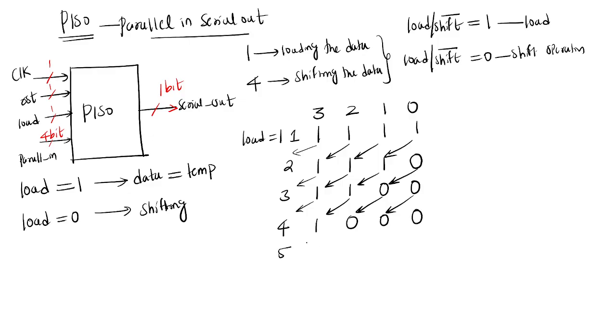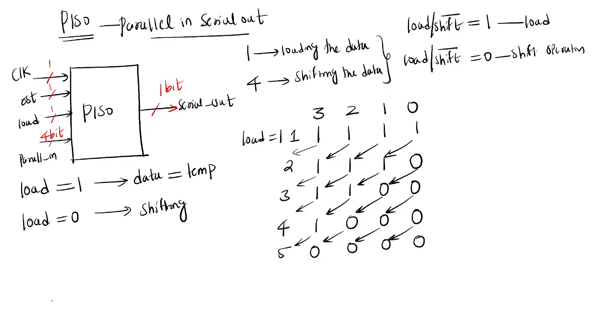At the fifth clock pulse, the total data is available at the output, that is this one. 1 bit will be available, and the 0s will be shifted, and whatever the vacant position is will be loaded with a 0. So here you need to develop a logic.